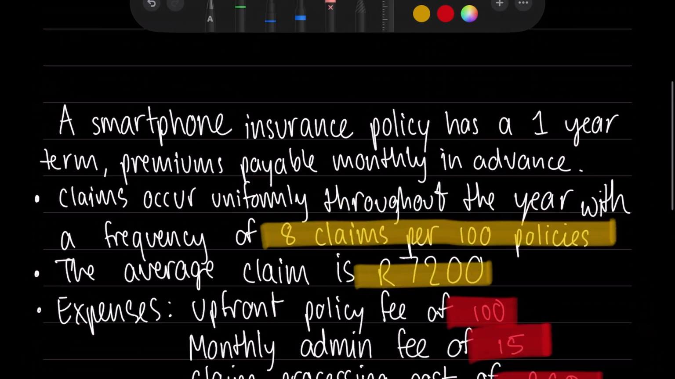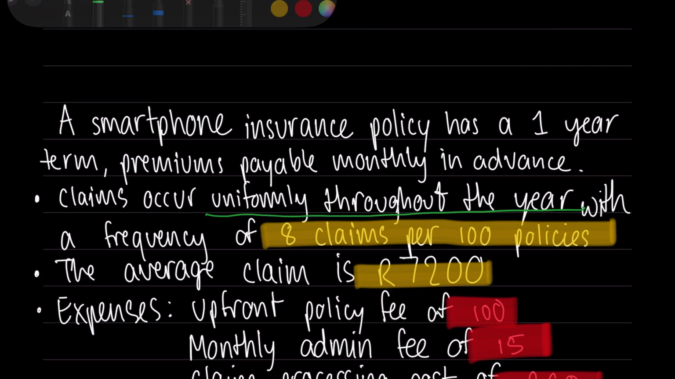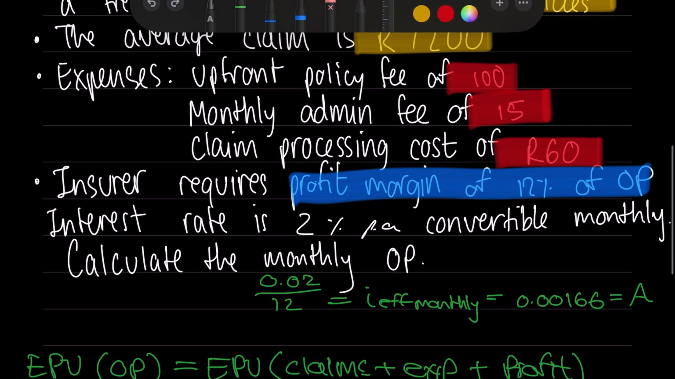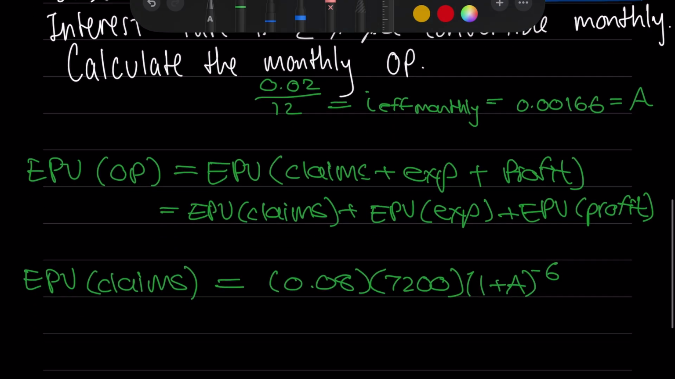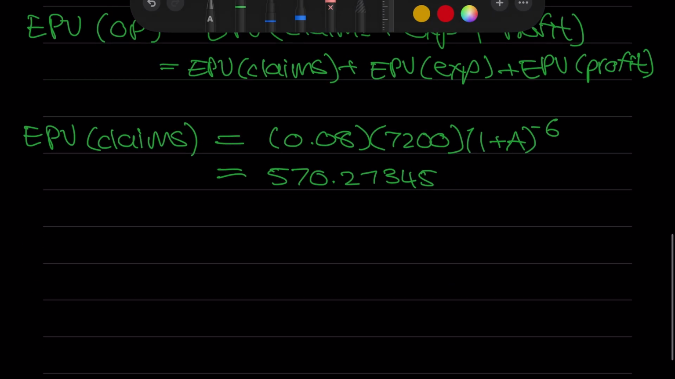However, remember this: the claims are coming uniformly throughout the year. Uniformly. So we have to present value this, because the term is just 1 year. Uniformly throughout means it's going to be occurring in the middle. So we'll use the interest rate and discount it by 6 months to get it to time 0. Pop that in a calculator. So that's the present value of the claims.